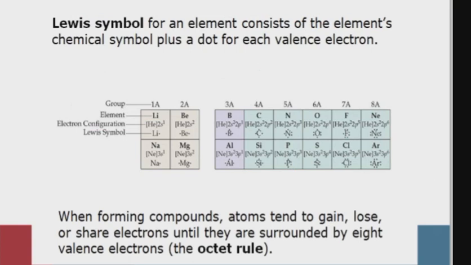Next slide. Lewis symbol. For an element, it consists of the element's chemical symbol plus a dot for each valence electron. When forming compounds, atoms tend to gain, lose, or share electrons until they are surrounded by 8 valence electrons, or we all know the octet rule.